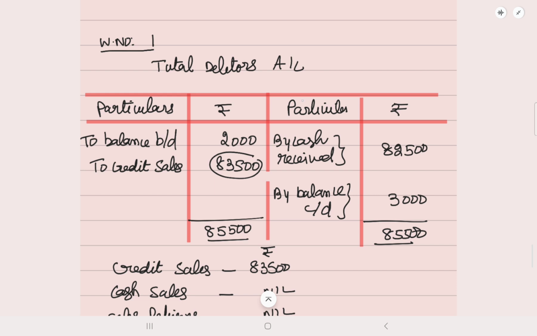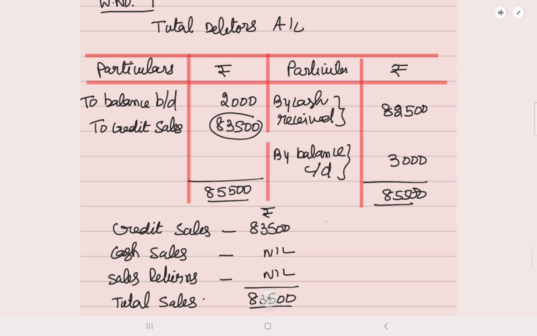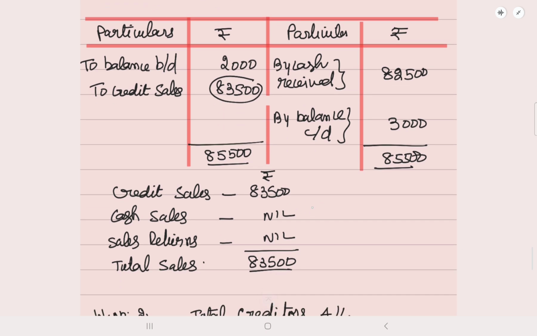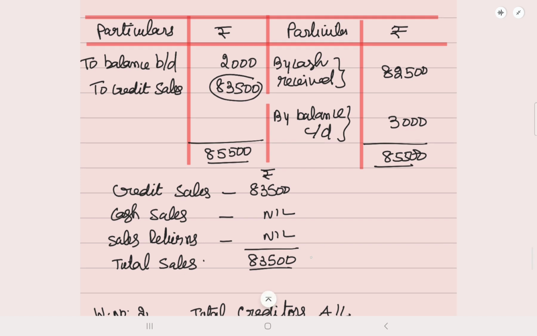Working note 1, total debtors account. Debtors ledger, debit side we start. So balance brought forward 2,000 and cash received from debtors. Cash received from debtors, credit 82,500 given. By balance carried down, closing debtors is given 3,000. Therefore, credit sales 83,500. Then, credit sales 83,500. Cash sales is not given. Returns also not given. Therefore, total sales 83,500.